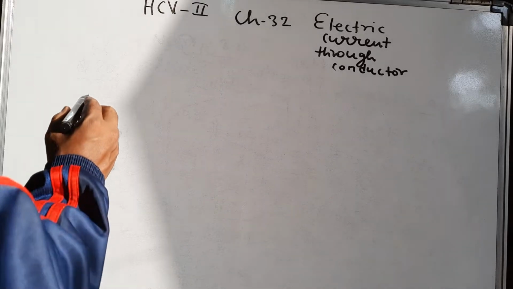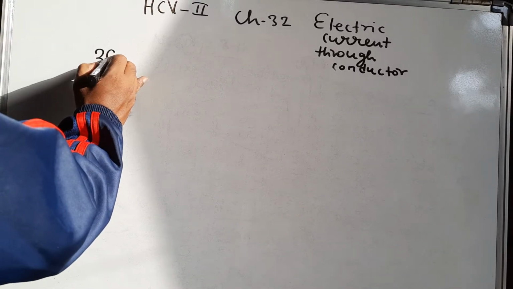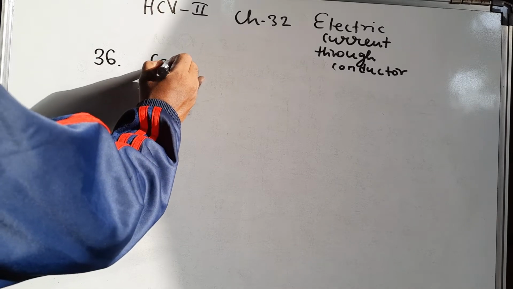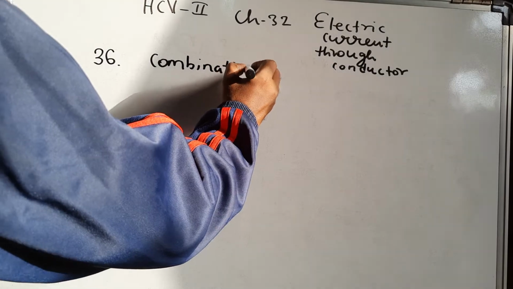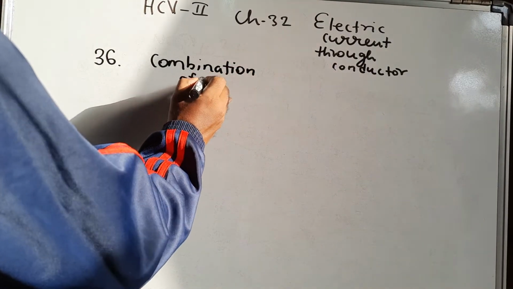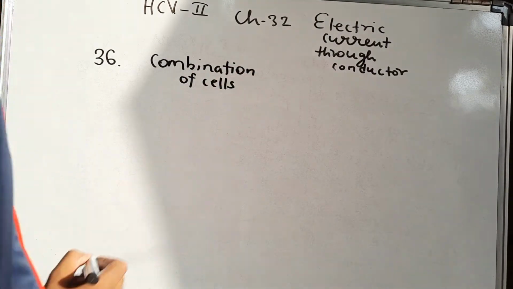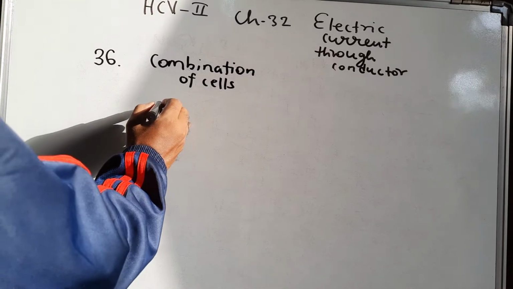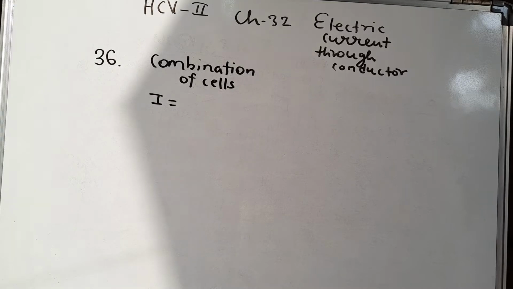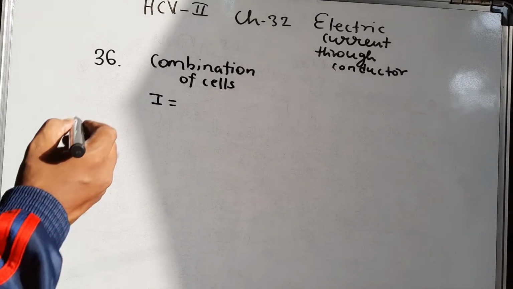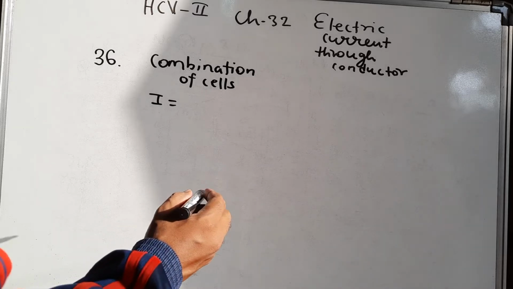Question number 36. It is related to combination of cells. The main current I passing through the external resistance for the given combination of cells.